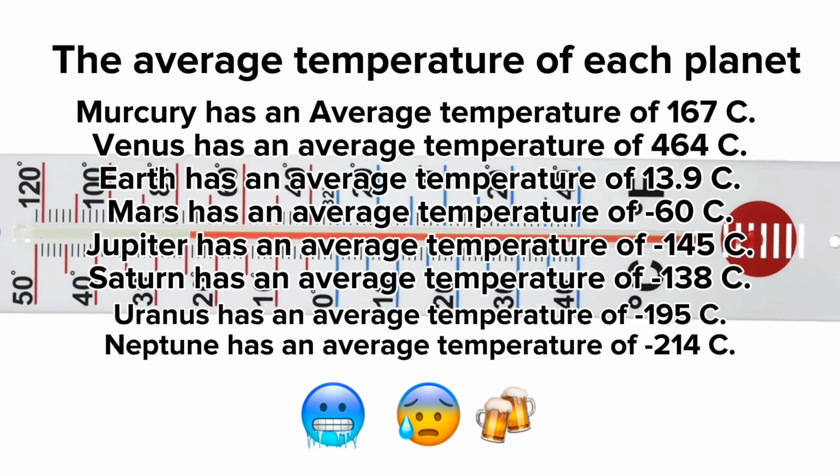Jupiter has an average temperature of negative 145 degrees Celsius. Saturn has an average temperature of negative 138 degrees Celsius. Uranus has an average temperature of negative 195 degrees Celsius. Neptune has an average temperature of negative 214 degrees Celsius.